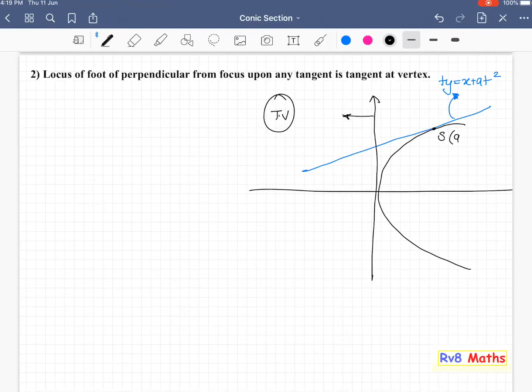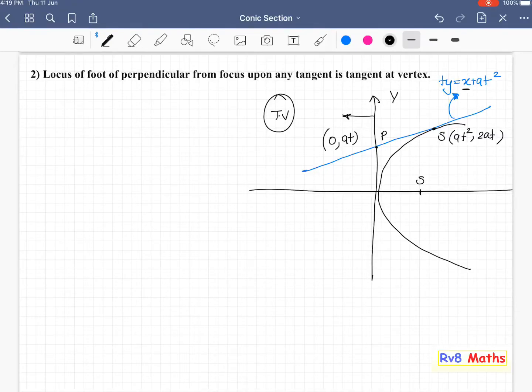So obviously this point will be at square comma 2at, right? Let this point be P, the point of intersection of this tangent with the y-axis, which is also the tangent at the vertex. If it is the y-axis, definitely its x coordinate is going to be 0, right? If I put x equal to 0 in this, y will be how much? at, right? y will be at.